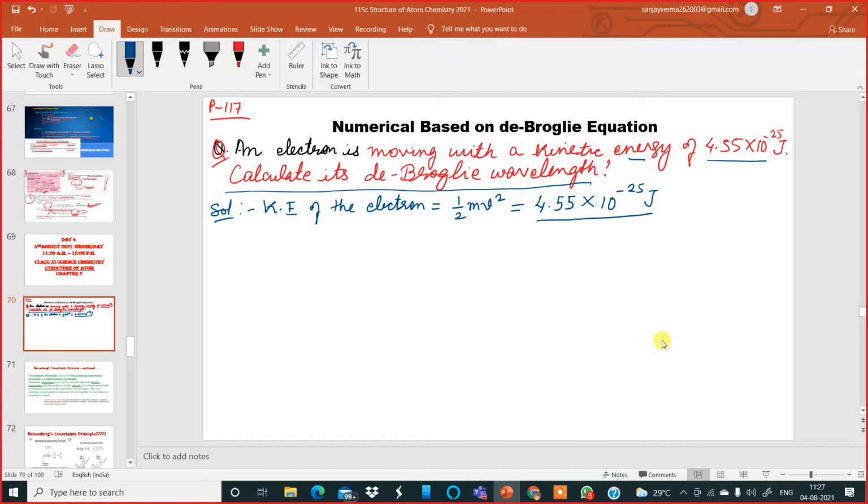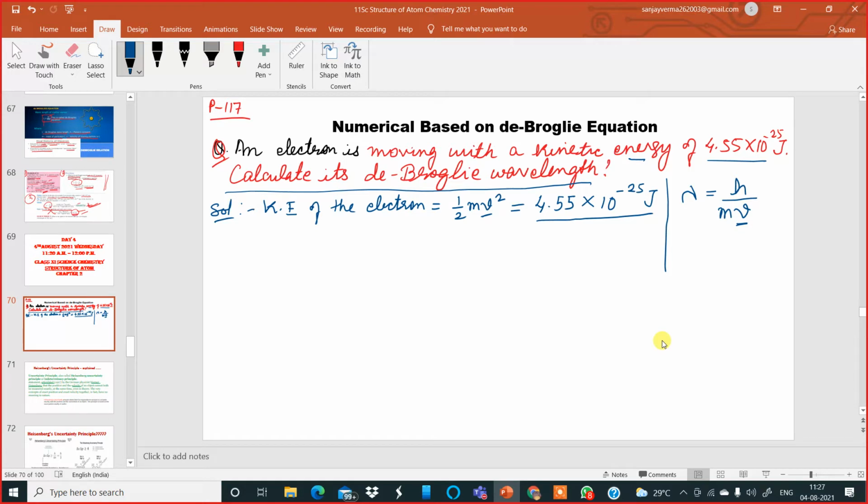Now, what is the de Broglie equation which I discussed yesterday in the previous class? The de Broglie equation is: lambda is equal to h by mv, small m, small v. This v is the velocity of the particle or the electron. The mass of an electron is 9.1 into 10 to the power of minus 31 kilogram. So what we have to do here is make v square the subject of the formula and calculate the value of v.